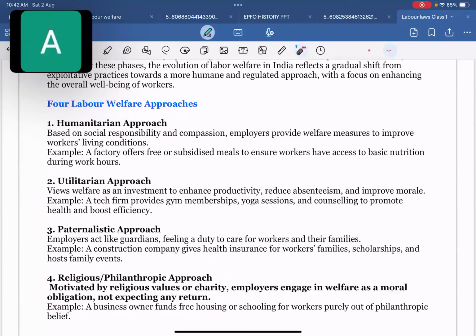The humanitarian approach, what is that? Based on social responsibility and compassion, employers provide welfare measures to improve workers' living conditions. For example, a factory offers free or subsidized meals to ensure workers have access to basic nutrition during work hours. That is the humanitarian approach, based on social responsibility and compassion.